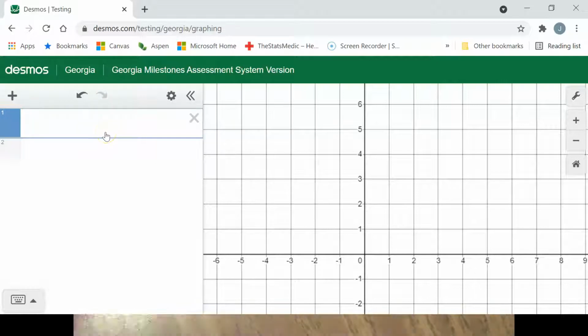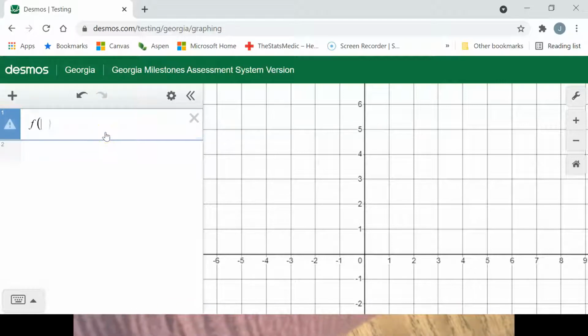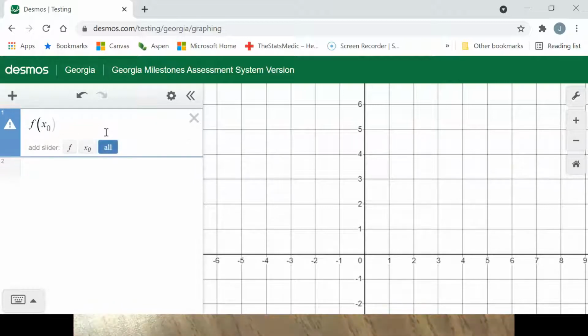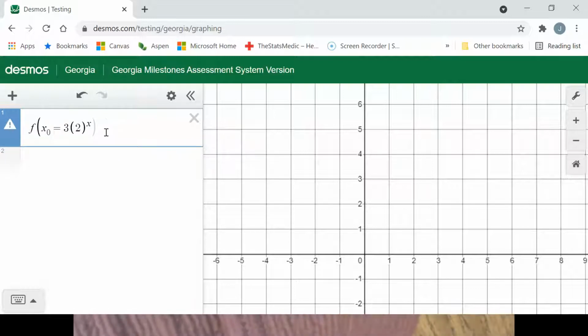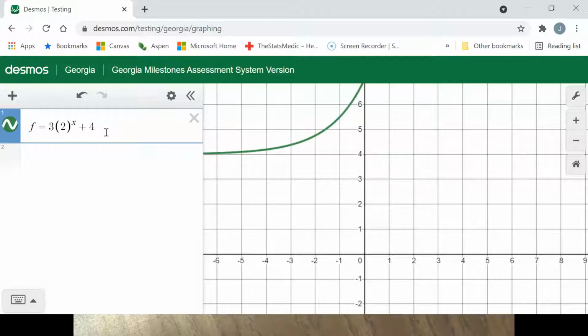said, f of x equals 3 parenthesis 2, close your parenthesis, put your x in the exponent, plus 4. So make sure, it looks like I got a little bit off over here. So let me, f of x, there we go. Okay, so f of x equals 3 times 2 to the x plus 4. That looks just like our equation.